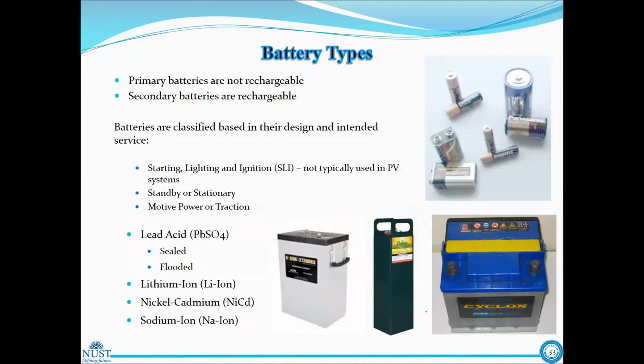So starting from batteries, we know there are primary batteries which cannot be recharged, and there are secondary batteries which can be charged. So secondary batteries can be used for solar photovoltaic system applications. But again, there can be starting, lighting, ignition batteries. There can be standby or stationary, which are not recommended for photovoltaic systems. But motive power or traction batteries can be used. Among these batteries, we see lead acid, sealed or flooded, both are recommended. Lithium ion can be used, nickel cadmium can be used, sodium ion can be used for this application.